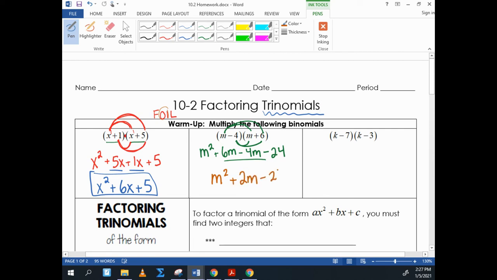And then that minus 24 stays. And that is our final answer there. All right, last warm up here.